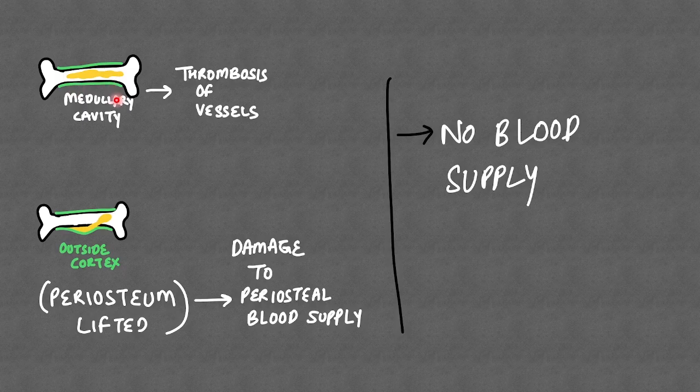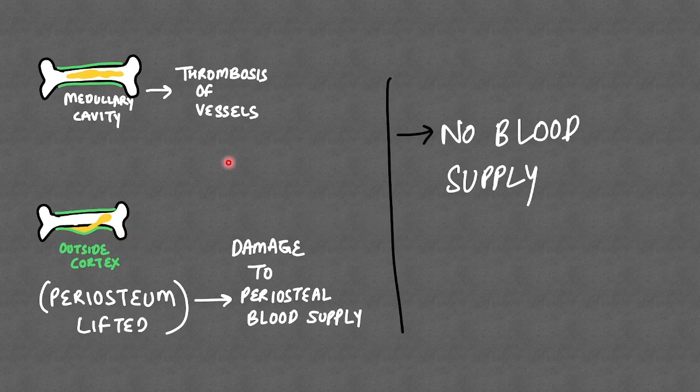Now what will happen if the pus gets accumulated in the medullary cavity? It causes thrombosis of the vessels inside the medullary cavity. This pus also goes outside the cortex by eroding the cortex and lies below the periosteum. This causes damage to the periosteal blood supply also. Now the bone does not have any blood supply because the blood supply which is coming from inside is also gone, and the blood supply which was coming through the periosteal blood supply, or the outside blood supply, is also gone.